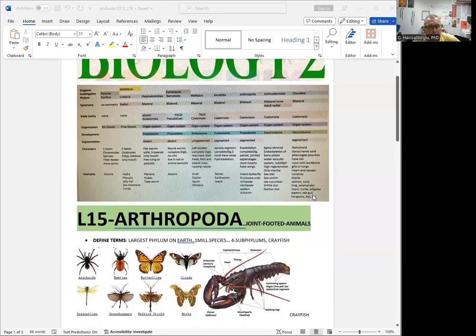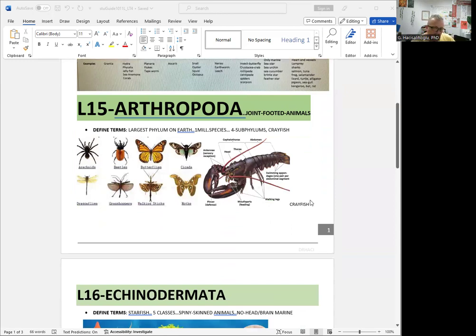So lab 15 is arthropods, right? Phylum Arthropoda, as you know, is the biggest phylum in terms of number of species. More than 1 million species are listed under Arthropoda. These are jointed-foot animals. Like every other phylum, pay attention to the subphylums. There are 4 subphylums listed under Arthropoda.